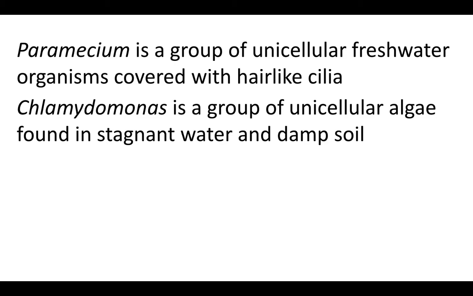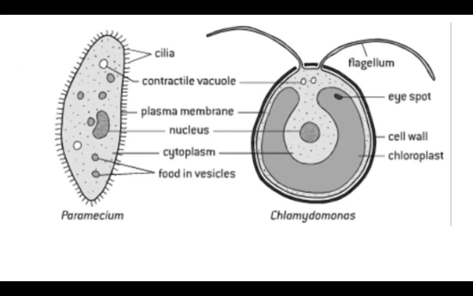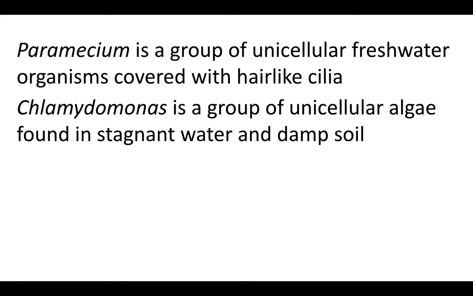Paramecium is a group of unicellular freshwater organisms covered with hair-like cilia. So these little bristly things, that's a defining characteristic of the group that Paramecium belong to. And Chlamydomonas, it's a group of unicellular algae. It's found in stagnant water and damp soil.